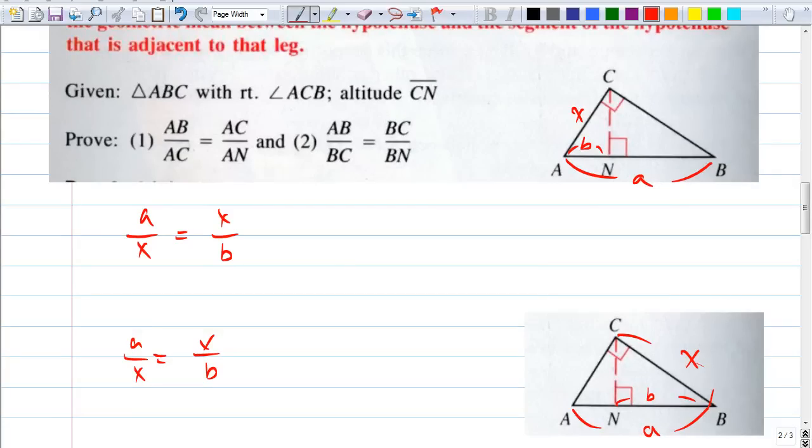Corresponding sides of similar triangles are in proportion. That's going to work the same way for both of these, so you just do it. Does that make sense? So that's how you would prove it, just like before. But do you see what they're trying to say though?